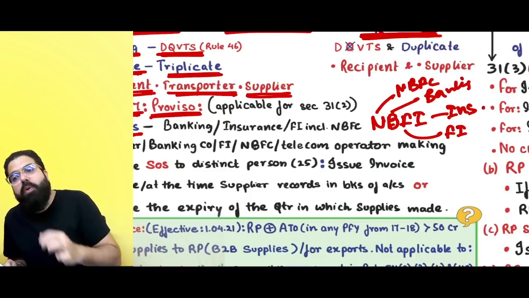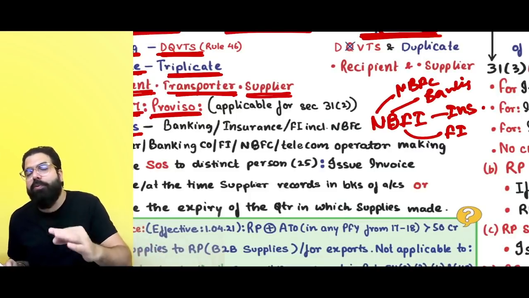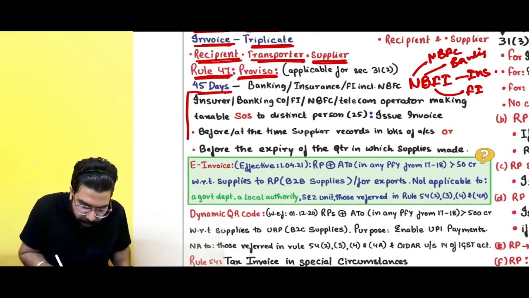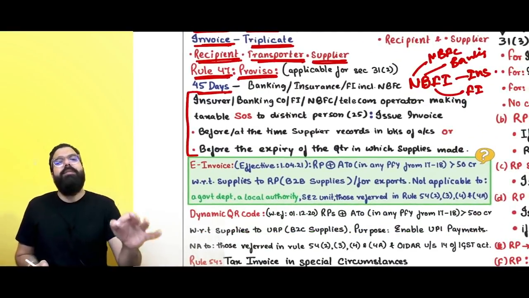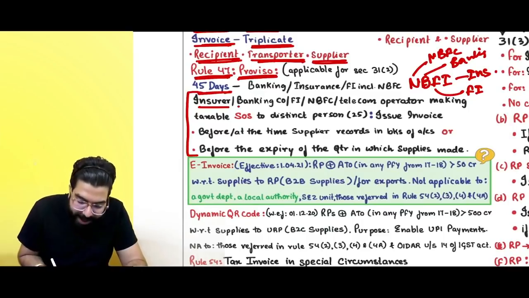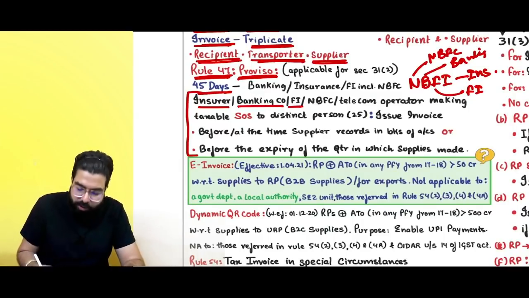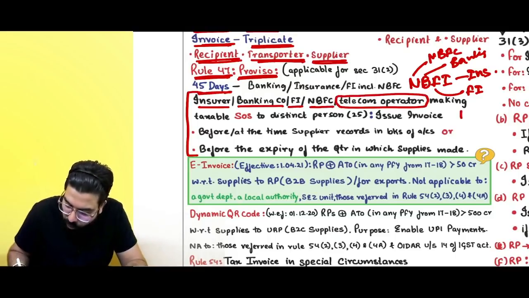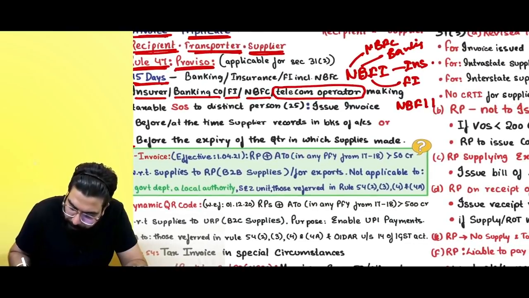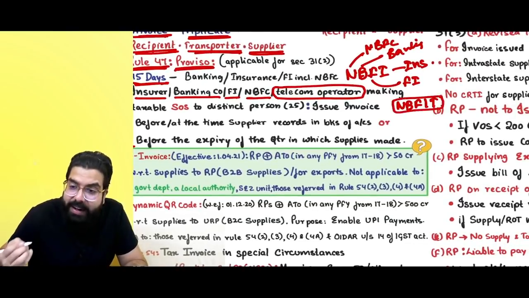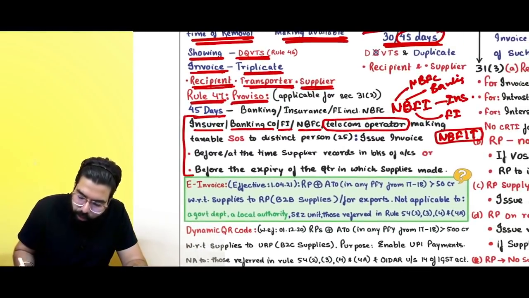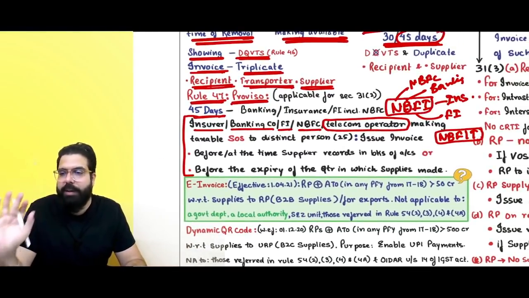Remember always, for them, the time limit which is given is 45 days, sir, to raise the invoice. Always remember one more additional point written over here. If you are an insurance company, banking company, financial institution, NBFC, or, an additional point given, a telecom company. So, NBFC, banking company, financial institution, insurance company and telecom company, for NBFI they have told: NBFI should raise the invoice within 45 days from the date of provisioning of service.